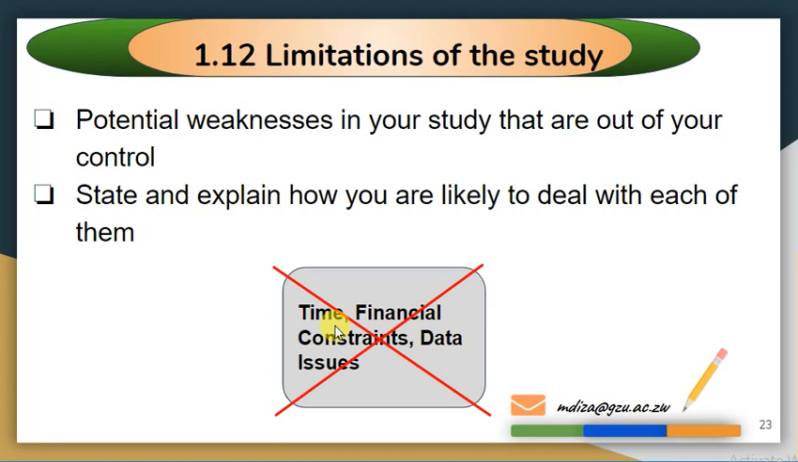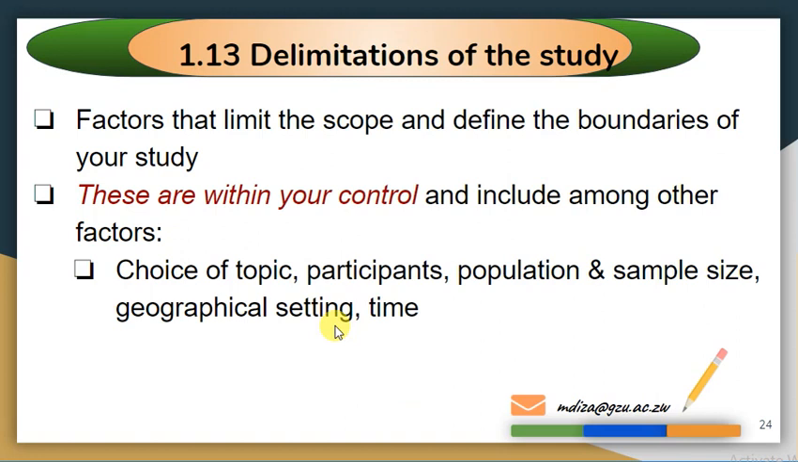possible limitations. Then delimitations, these are factors that limit the scope and define the boundaries of your study. These are within your control and include, among other factors, the choice of the topic, participants, population and sample size, geographical setting, and time. So the delimitations would work to your advantage by defining the boundaries. You ring fence your research using delimitations.